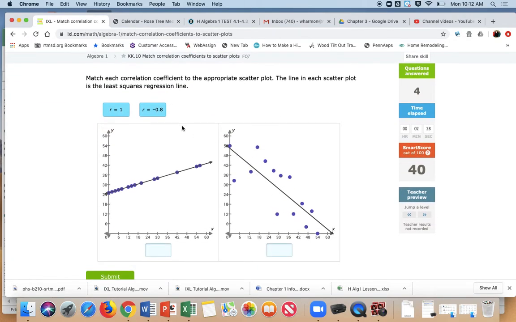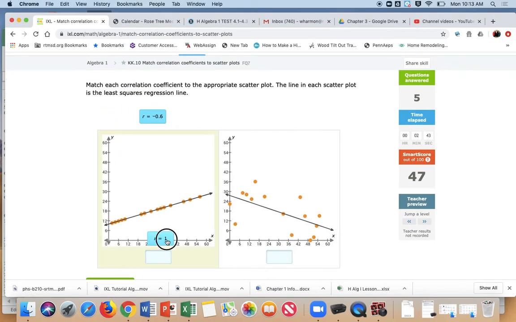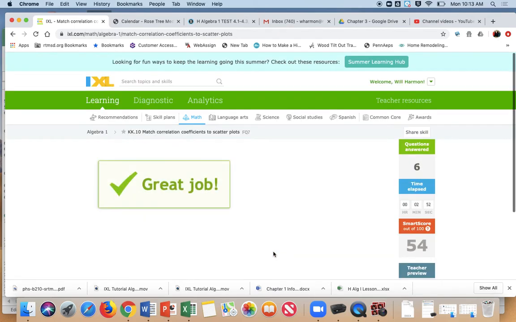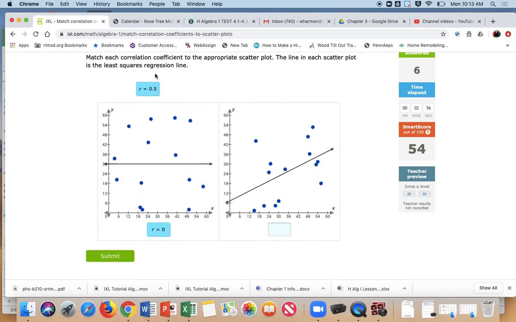So notice, if I'm just focusing on the positive part, well, that line's going up, so that has to be positive. And this line over here to my right is going down, so that has to be my negative. All right, again, in a straight line that's relatively close together, but it's going down, so that's why that's the negative 0.6. This one's scattered all over the place, and this one's a line that's going up a little bit.